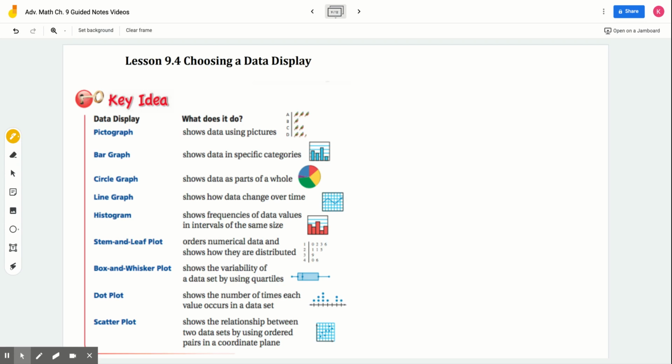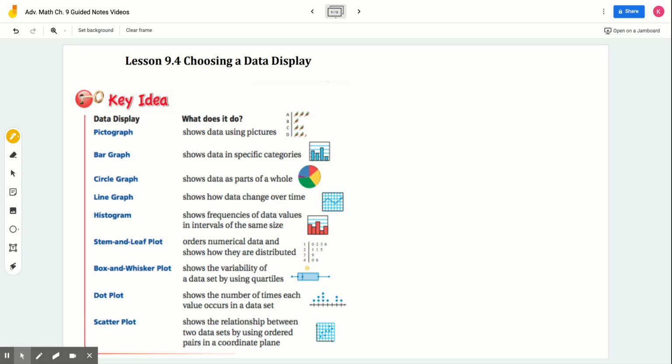A histogram shows frequencies of data values in intervals of the same size. So a lot of times we get histogram and bar graph mixed up. So bar graphs are for specific categories. So if you're using numbers, that would be a category for 1, a category for 2, a category for 3. Whereas a histogram might have 0 to 2, 3 to 5, and then those categories will all be the same size. Stem and leaf plot order numerical data and shows how they are distributed.